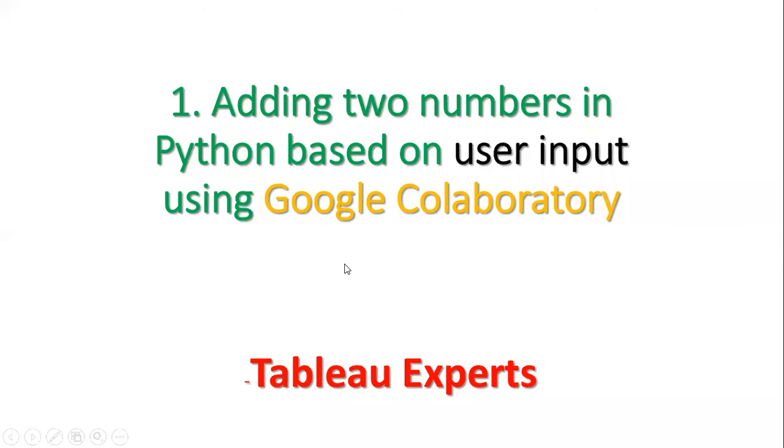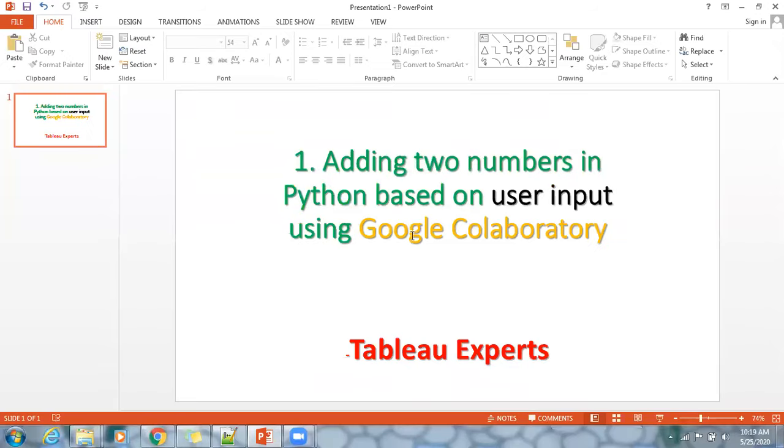Hi everyone. Today I'm going to showcase how to add two numbers in Python, and we can also add those two numbers based on the user input. But for now, I'm going to use Google Colaboratory instead of going for different IDEs. This is one of the flexibilities where you need no installation of Python software or any software like Anaconda or any IDEs.